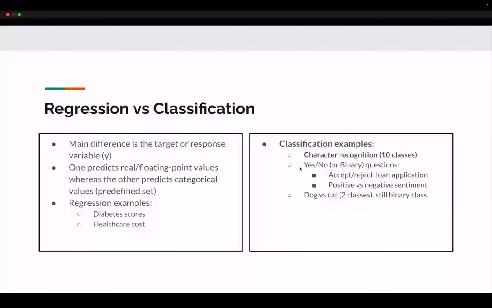And there you will find a lot of yes, no, or binary problems. For example, whether the loan is accepted or rejected. So this is a loan prediction problem. Then you have a positive or negative sentiment. So both of these two are binary classification problems. Another intuitive example we'll be looking at, you want your classifier to classify between two animals, dogs versus cats, and still this is a binary classification problem. So these are some examples of classification problems or classification tasks.